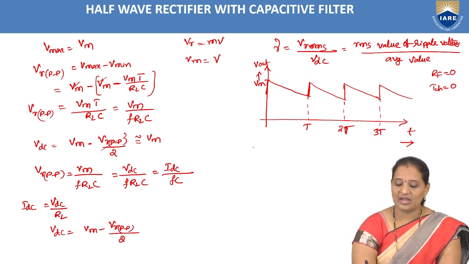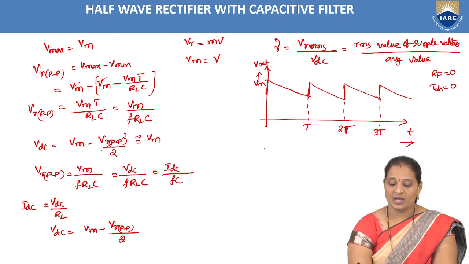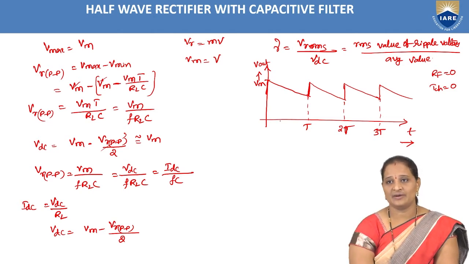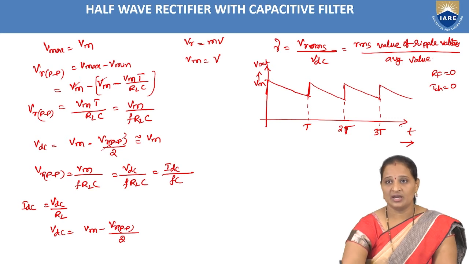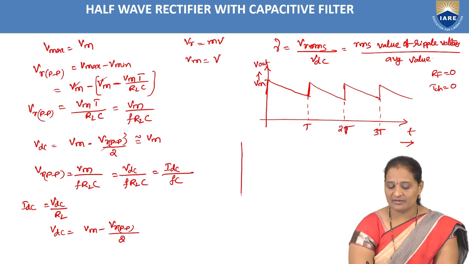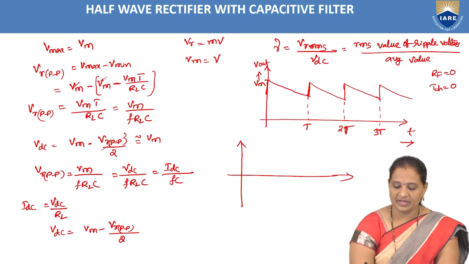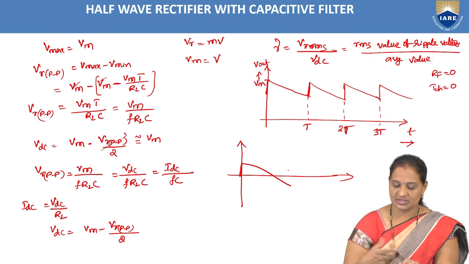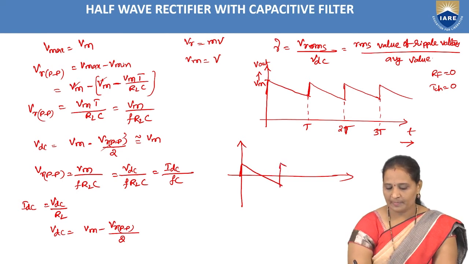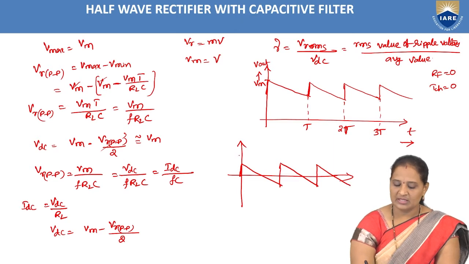So for that, I am taking one assumption. What is that? Here I am removing the offset. So that means I am removing the DC level so that the waveform can be seen like this. The waveform can be seen like this once I neglect the offset voltage. Okay, so this is the waveform by neglecting the offset voltage.